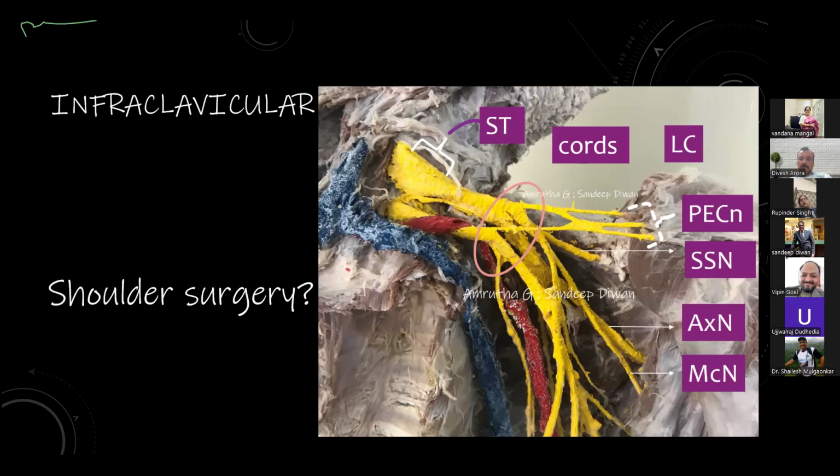Okay. So how much volume do you give for the posterior cord? You said 7 ml. Yes, 7 ml. Yeah, 7 and 4 ml. Okay, 7 and 4 ml. Okay, fine. That is what I wanted to know.